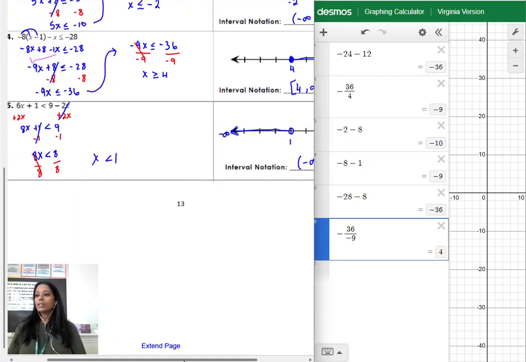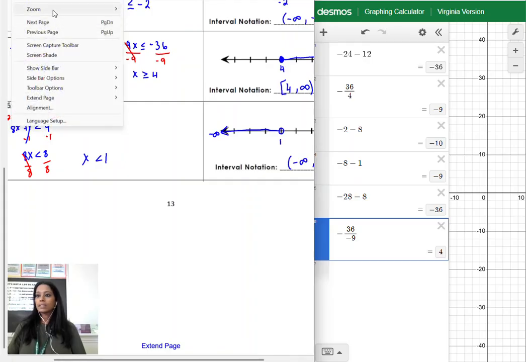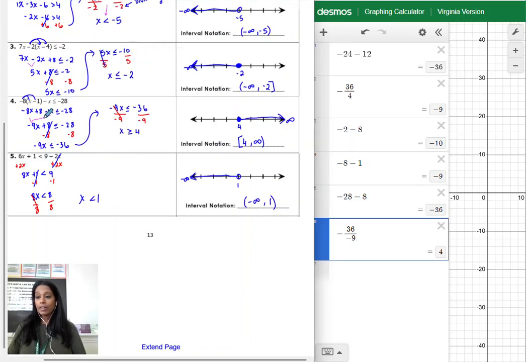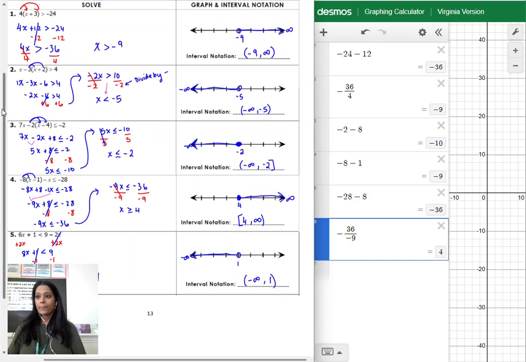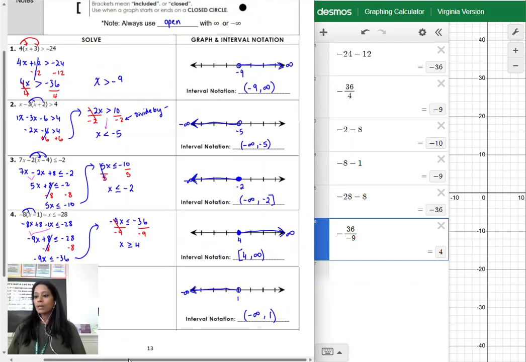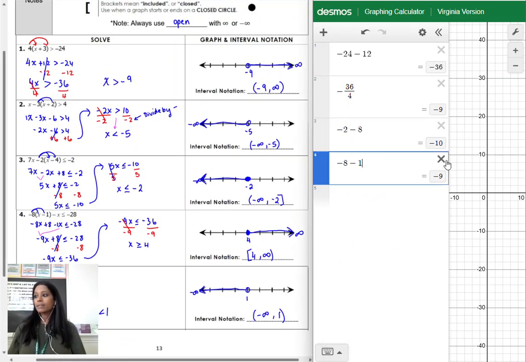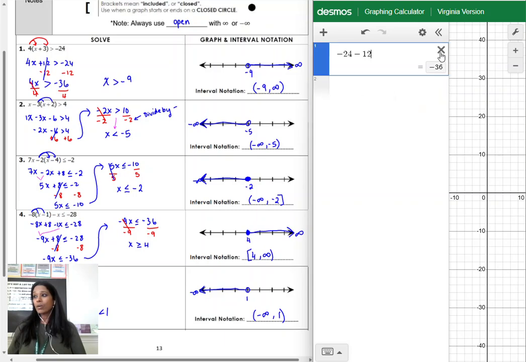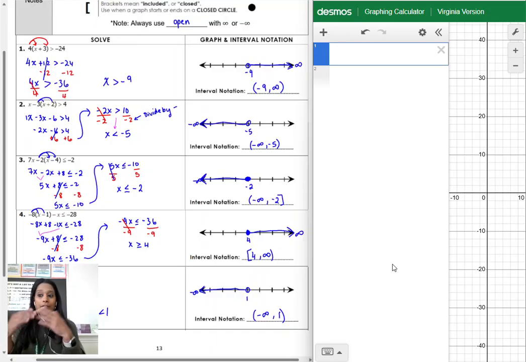Now, I do want to show you something very important in Desmos, okay? So in Desmos, you can check your answers, because there's a lot of things for these inequalities that you have to pay attention to. So what I want to show you is how, once you have done everything, if you just want to double check in Desmos, you can do that.